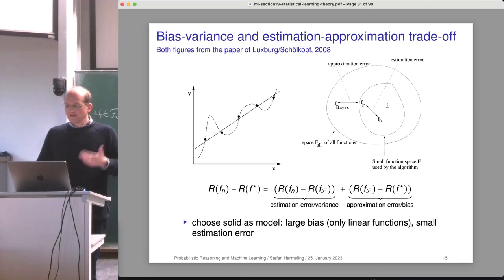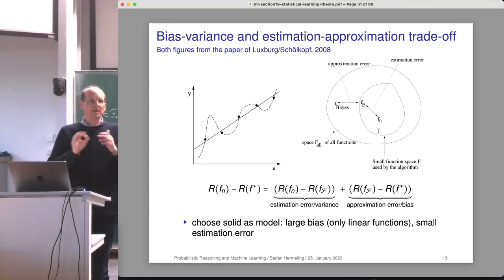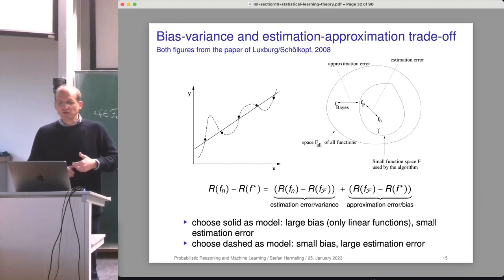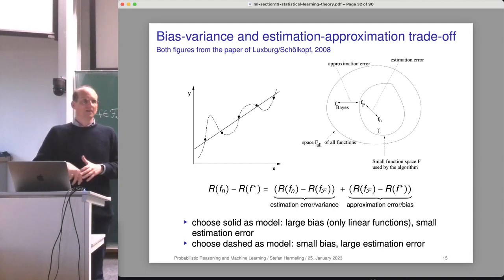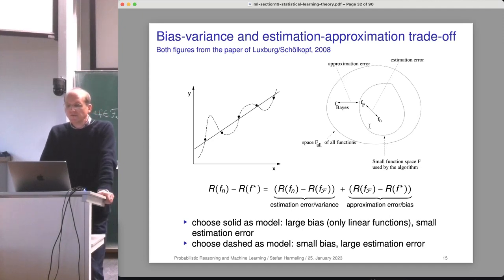And so again, suppose I choose the solid line as my model, so I model everything with a straight line, a linear function. That would mean I'm having a large bias, so I'm restricting myself very much. So I have a very large approximation error, so the distance from the true one to my function class can be very large. But I have a small estimation error since my bubble is small and it's easy to estimate the best one inside this class. If I choose the dashed line as my model, like a deep learning, super sophisticated billion-parameter neural network, I have a very small bias.